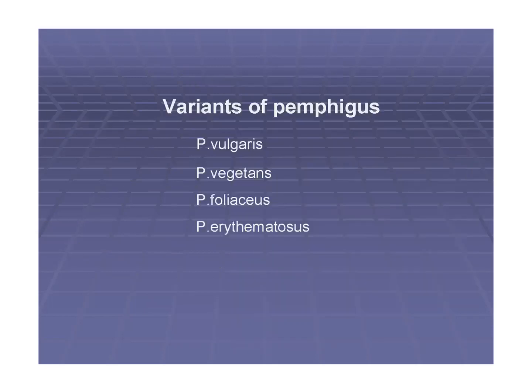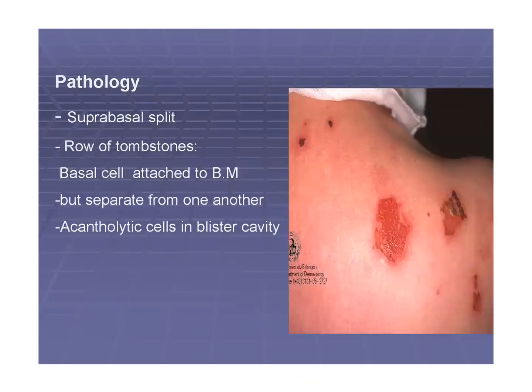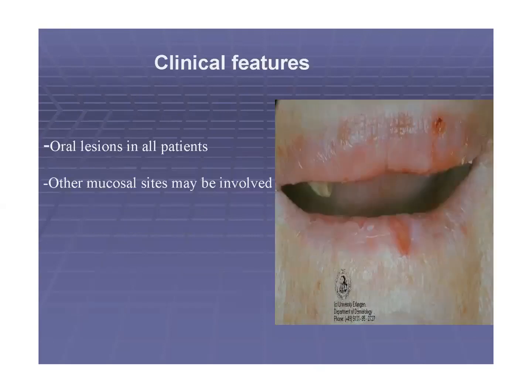Variants of pemphigus: pemphigus vulgaris, vegetans, foliaceous, and erythematosus. Pemphigus vulgaris is the most common type, and it is caused by autoantibodies against desmoglein 1 and desmoglein 3, which are present over the desmosomes. Pathology: suprabasal split, row of tombstones. The basal cells are attached to the basement membrane but separate from one another, and acantholytic cells are present in the blister cavity. Since this is a suprabasal split, the vesicles and bulla do not remain intact.